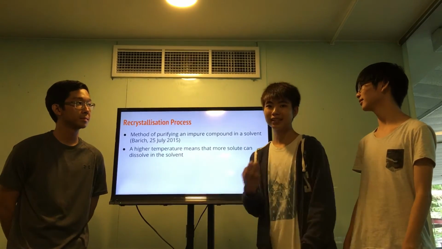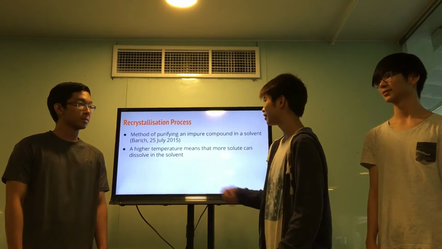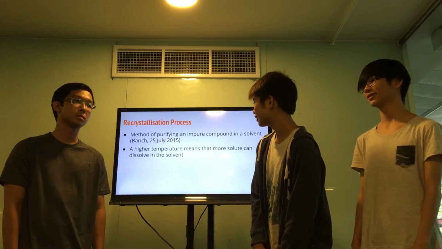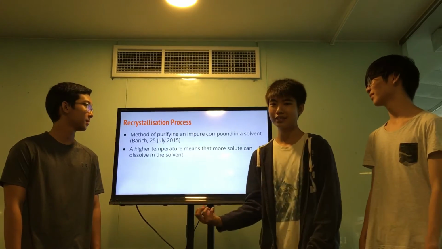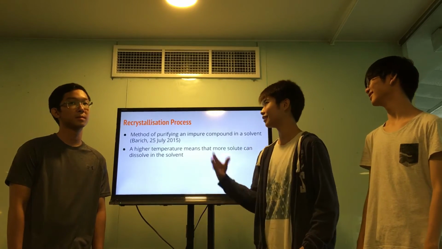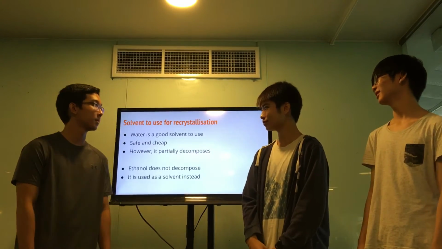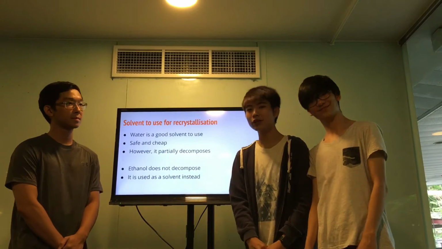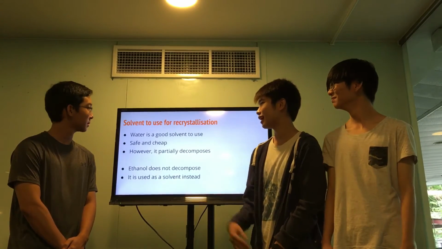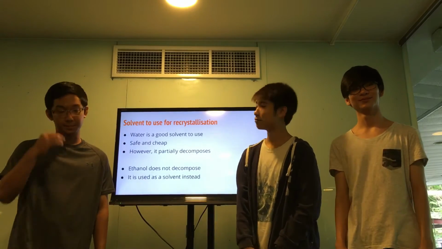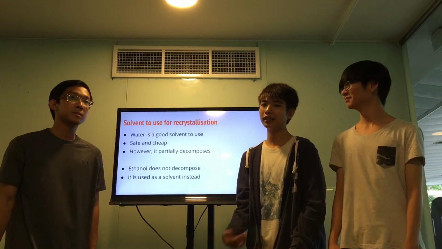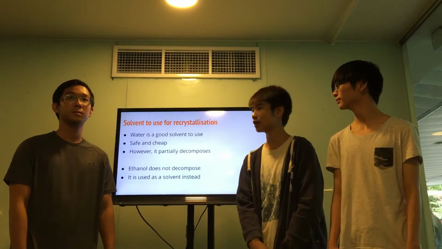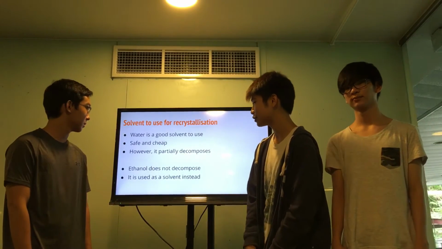So what is the temperature that you would use for recrystallizing the process? The temperature of the solvent that you should use should be a higher temperature, so that more solute can dissolve in the solvent so that you can recrystallize the product. Okay, so what solvent should you use? Water will be a very good solvent to use because it's very safe and very cheap. However, we cannot use it in this experiment because it partially decomposes. So a solvent that we use is ethanol, as it does not decompose and is relatively safe too. So it's used as a solvent instead of water.